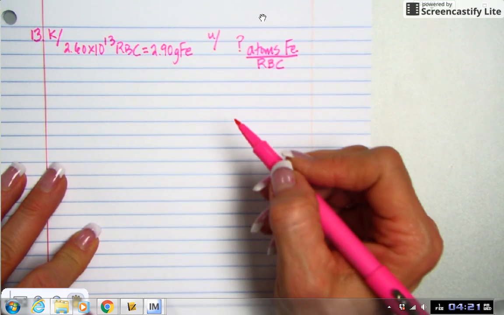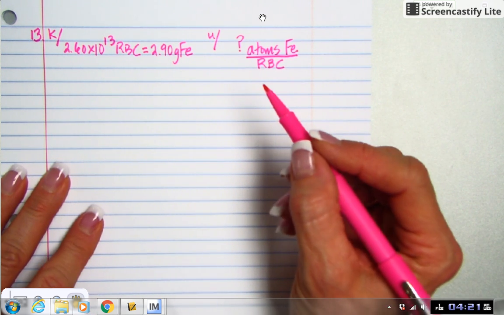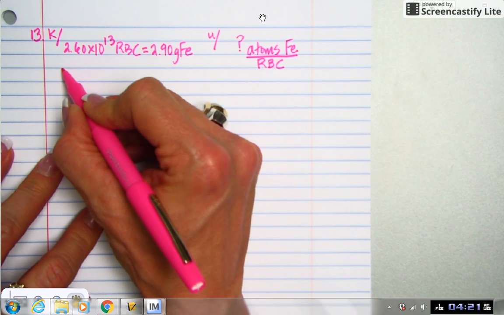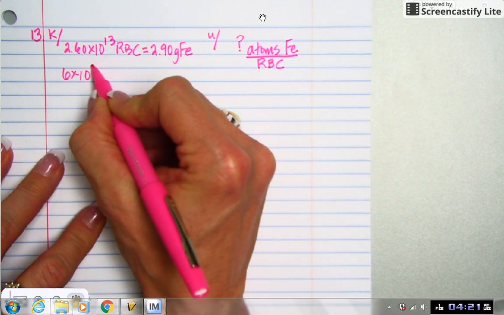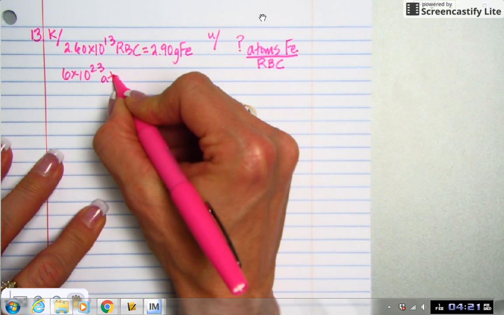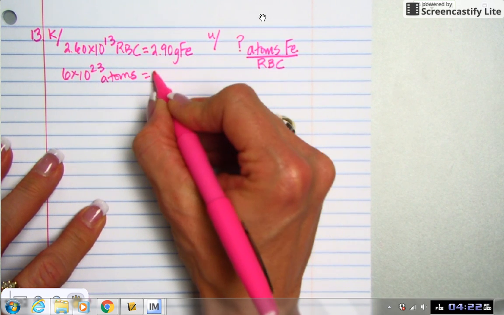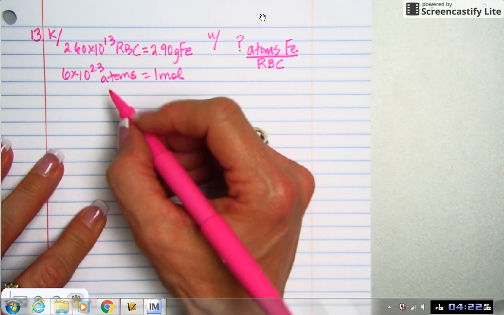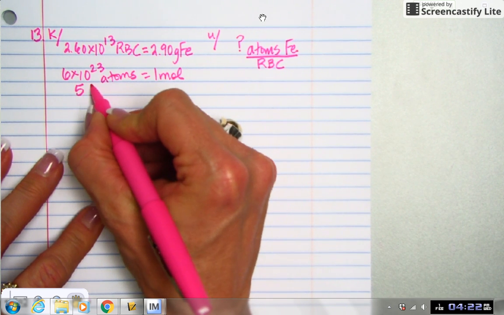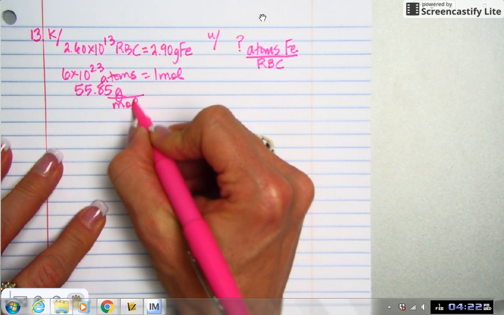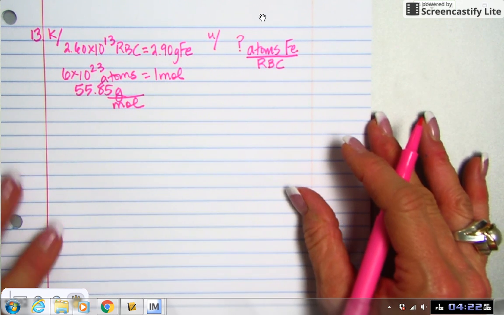So we can make a conversion factor out of this. We also know, since we're trying to get to atoms, we're going to have to use Avogadro's number, which is 6 times 10 to the 23rd, in this case, atoms, equal to 1 mole of any substance. And then, of course, they gave us the molar mass of iron was 55.85 grams per mole. So these are all of our known informations.